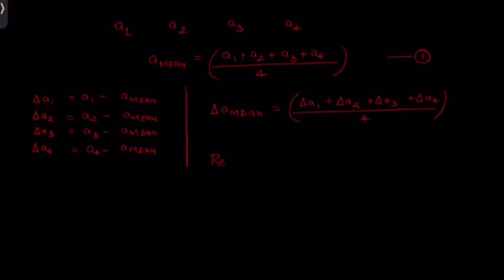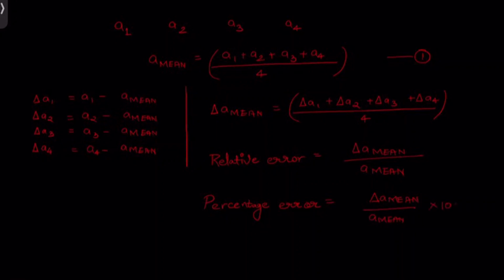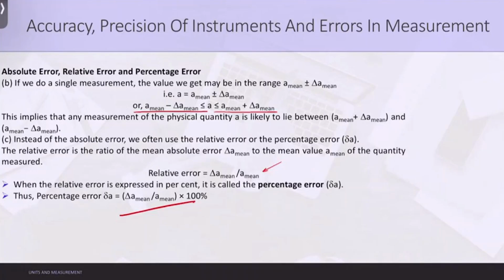Next thing will be relative error. So relative error will be equal to delta A mean upon A mean. And percentage error will be equal to delta A mean upon A mean into 100. So that is how percentage error is calculated. This is the complete concept which we understood in the last 10 minutes. Therefore, relative error is nothing but delta A mean upon A mean, and percentage error is nothing but delta A mean upon A mean into 100%.